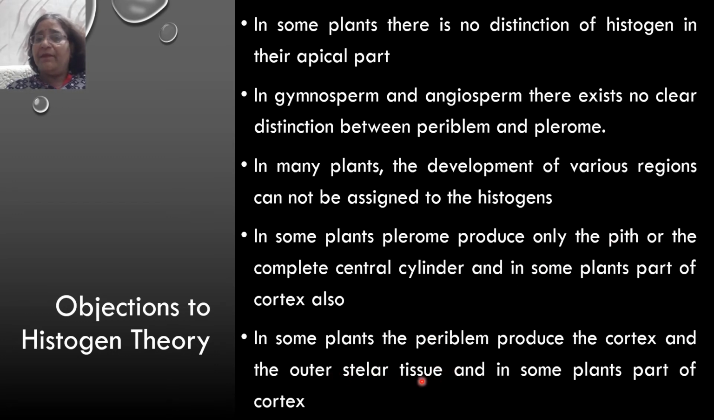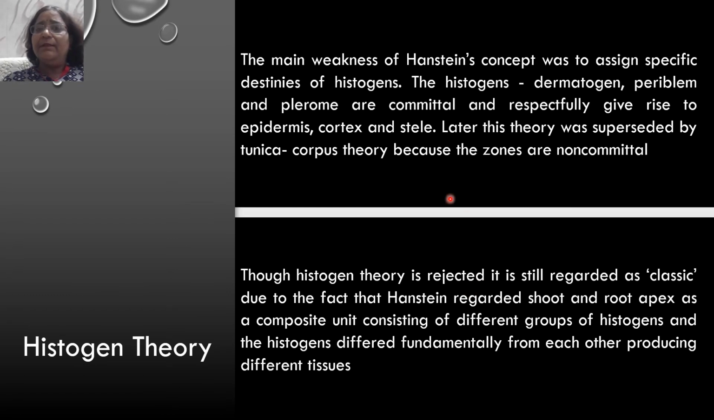In some plants, the periblem produces the cortex and the outer stellar tissue, and in some plants only the cortex. So periblem should give rise to only the cortex, but it gives the stellar tissue as well. So these are the objections to histogen theory. The main weakness of histogen's concept was to assign specific destinies to histogens. Hanstein said that dermatogen will give epidermis, periblem will give the cortex, plerome will give the vascular tissue and the pith, but this is not right.